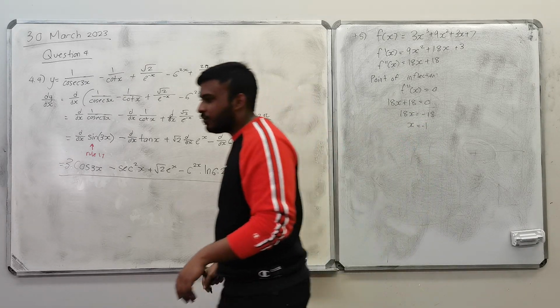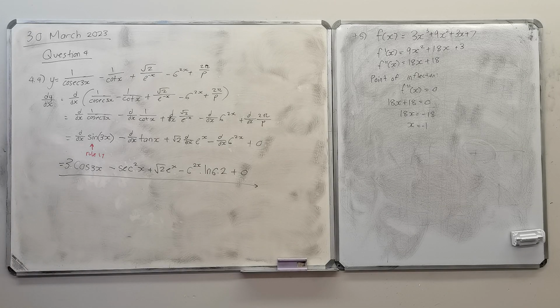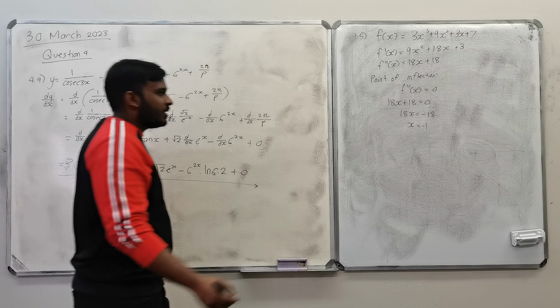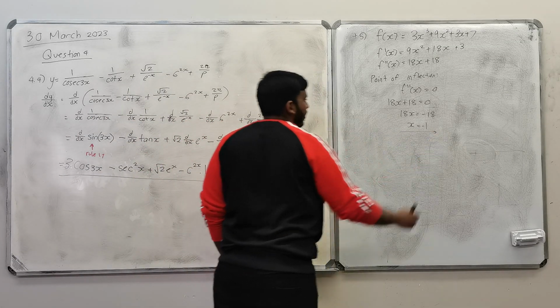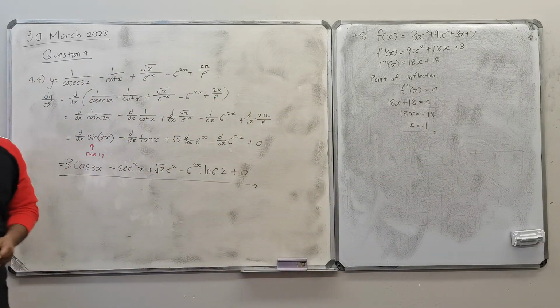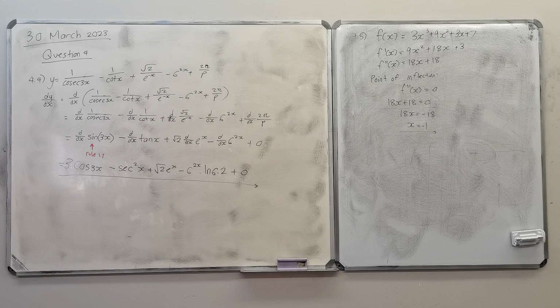Right? And they asked you for only the x coordinate of the point of inflection. They only wanted the x coordinate. If they wanted the coordinates of the point of inflection, what should you have done? You substitute that minus 1 into 3x cubed plus 9x squared plus 3x plus 7. And it's 4 marks.